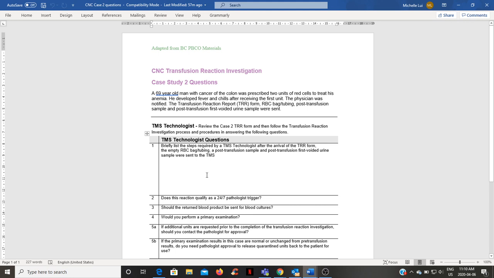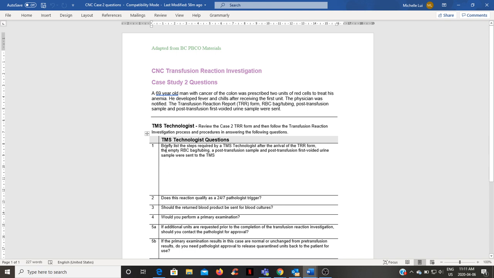Case number 2 says, here's our description. A 69-year-old man with cancer of the colon was prescribed 2 units of red cells to treat his anemia. He developed fever and chills after receiving the first unit. The physician was notified, and the transfusion reaction report form, the RBC bag and tubing, a post-transfusion sample, and a post-transfusion first voided urine sample were sent to the lab. So this is what you have now received. So we'll have a look at case number 2.